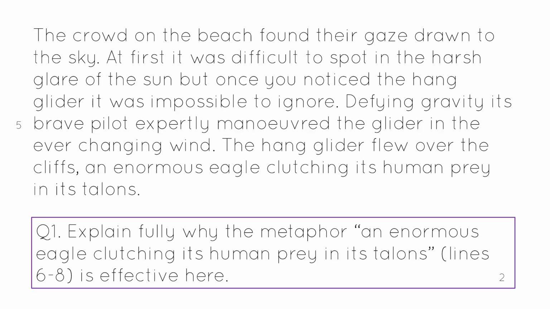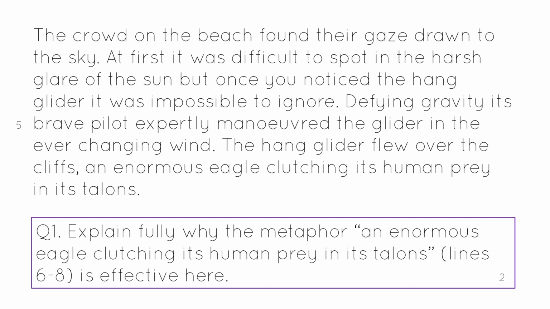So the question's at the bottom in the purple box. Explain fully why the metaphor an enormous eagle clutching its human prey in its talons in lines 6 to 8 is effective here, and it's worth 2 marks. If you want to pause it here, feel free to. You can pause this and read the paragraph yourself, but I'm going to read it out just for those of you who want to hear it.